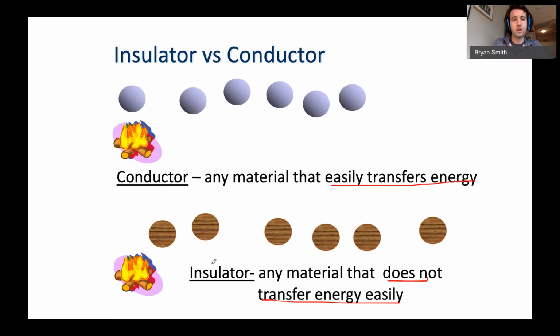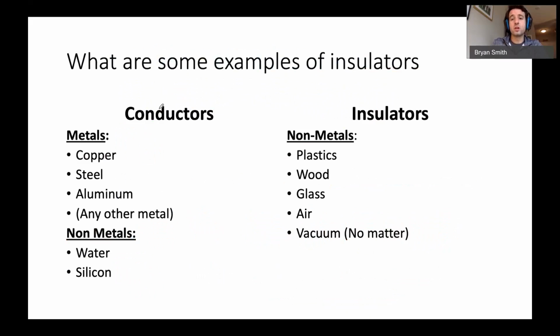Moving on. Okay, here are some examples of a conductor, and here are some examples of an insulator. I would pretty much write down any example that you did not know. So for example, if you did not know that water was a conductor, I would write that down. You can summarize copper, steel, aluminum as all metals. Pretty much all metals are conductors. And then for nonmetals, or for insulators, it's pretty much all other nonmetals that are not water or silicon.